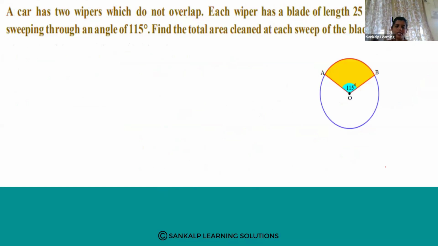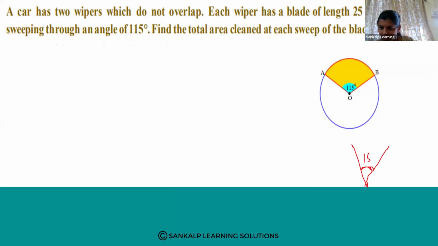Yes. So next question. A car has two wipers which do not overlap. Each wiper has a blade of length 25 centimeter sweeping through an angle of 115 degree. Find the total area cleaned at each sweep of the blade. So the car has two wipers which do not overlap.